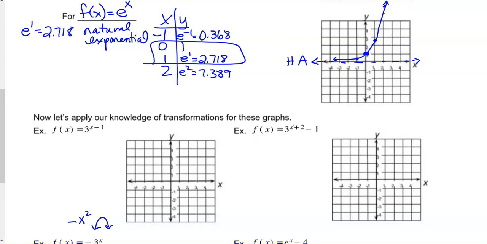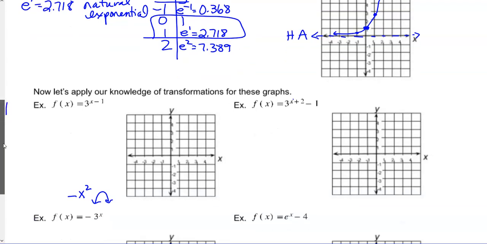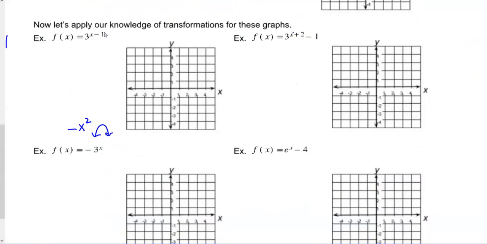All right, so let's see here. We are looking at this 3 to the x minus 1. I'm grouped with my x, so that is going to be a horizontal shift. And we are going to go to the right by 1. Remember, we always take the opposite of that. Now, there's no vertical shift, so I'm still going to have just this y equaling 0.